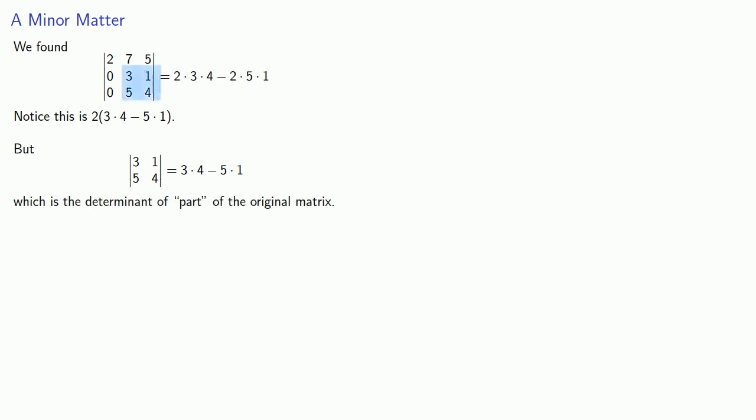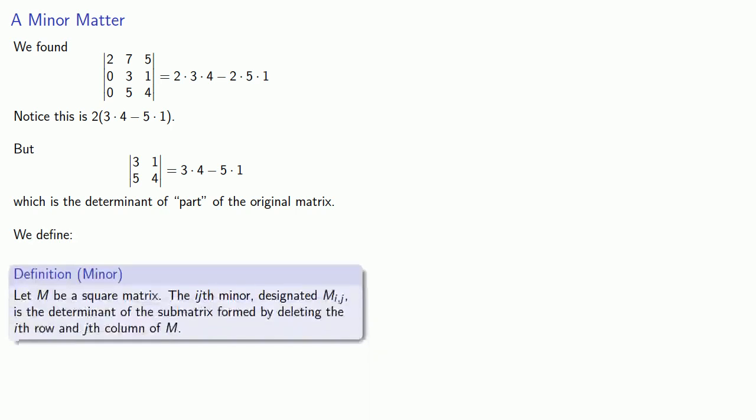So now an interesting thing happened when we found the determinant of this 3 by 3 matrix. We computed it this way, but notice that the determinant is 2 times 3 times 4 minus 5 times 1. But that's the determinant of this 2 by 2 matrix, 3, 1, 5, 4, which is the determinant of part of the original matrix. And this particular type of expression shows up a lot when we find determinants, and so it's worth defining a minor as follows.